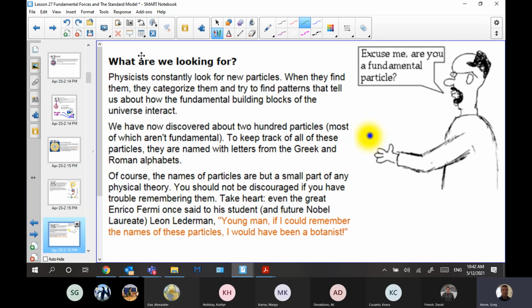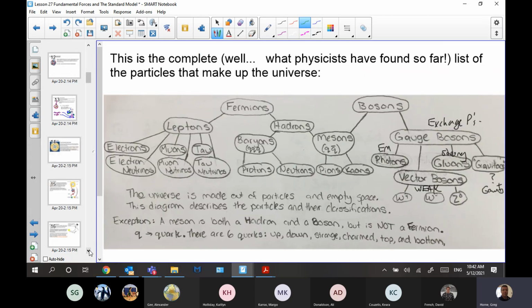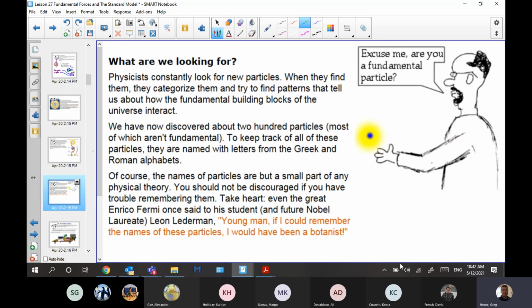So this web of fundamental particles, the quote that's kind of funny here is from Leon Lederman, he ended up getting the Nobel Prize. He said, when he's looking at all the different names, ah man, if I could remember all the names of these particles, I would have been a botanist. I would have been a biologist if I could memorize a bunch of names of things. That's supposed to be funny, but sometimes biology people get offended. But some branches of science have more memorization than others, right? Like memorizing all the parts of a flower, for example, or all the names of different birds and so on.